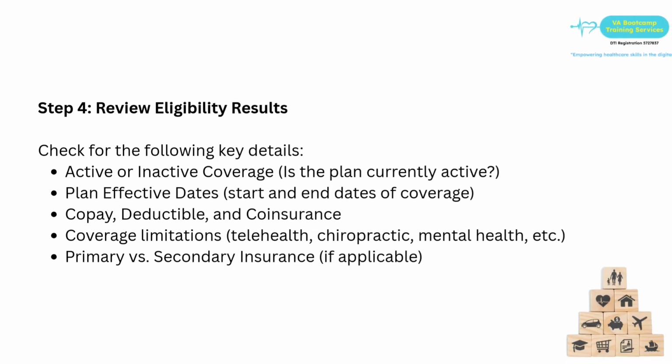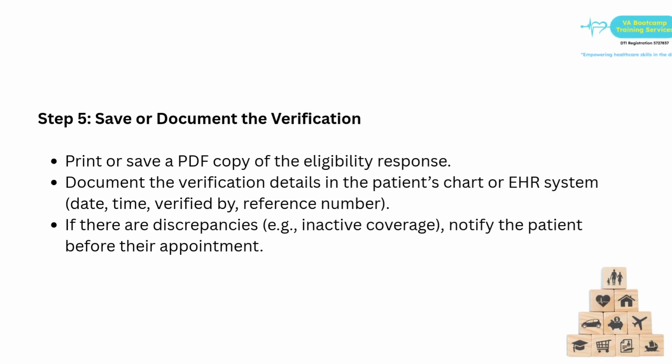Step 4. Review eligibility results. Check for the following key details. Active or inactive coverage. Is the plan currently active? Plan effective dates, start and end dates of coverage. Copay, deductible, and co-insurance. Coverage limitations, telehealth, chiropractic, mental health, etc. Primary versus secondary insurance, and patient responsibility, out-of-pocket costs, if applicable.